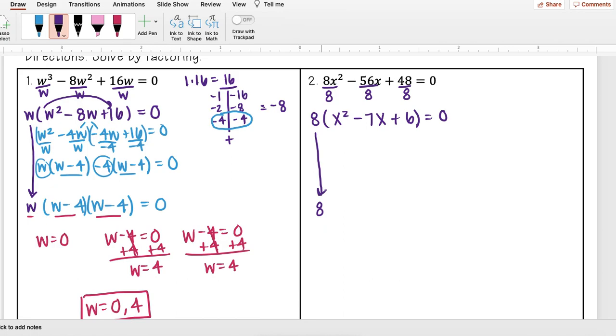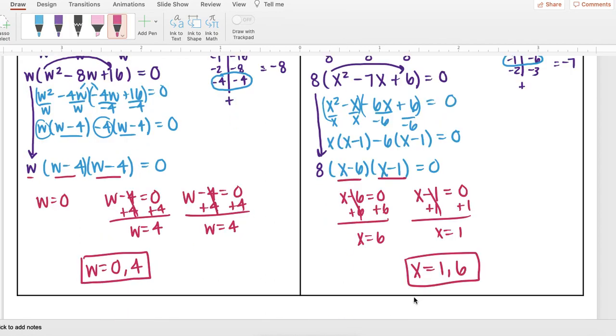Okay, go ahead and pause the video. I want you to finish factoring this out and solving. When you think you have it, press play. So the answer you should have gotten were x equals 1 and x equals 6.